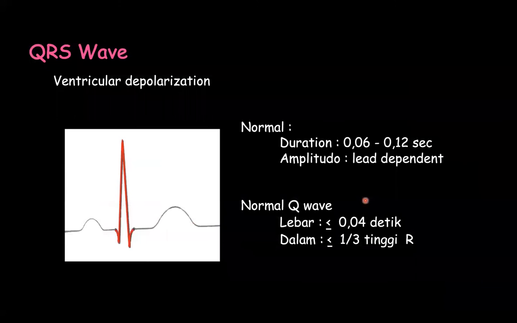Moving forward to the QRS wave or QRS complexes, the definition is ventricular depolarization. The normal duration is 0.06 until 0.12 seconds. And the normal amplitude depends on the lead itself. And also we will appreciate the Q wave, the normal Q wave, which will have a dip less than a third of the height of the R wave.